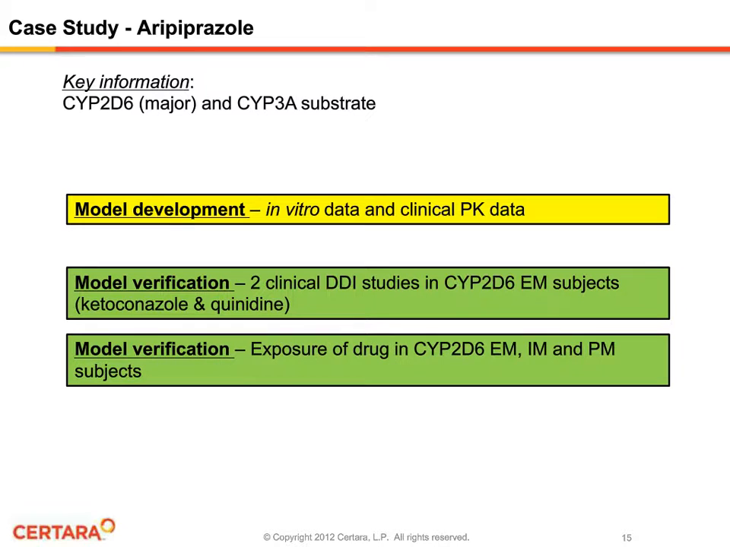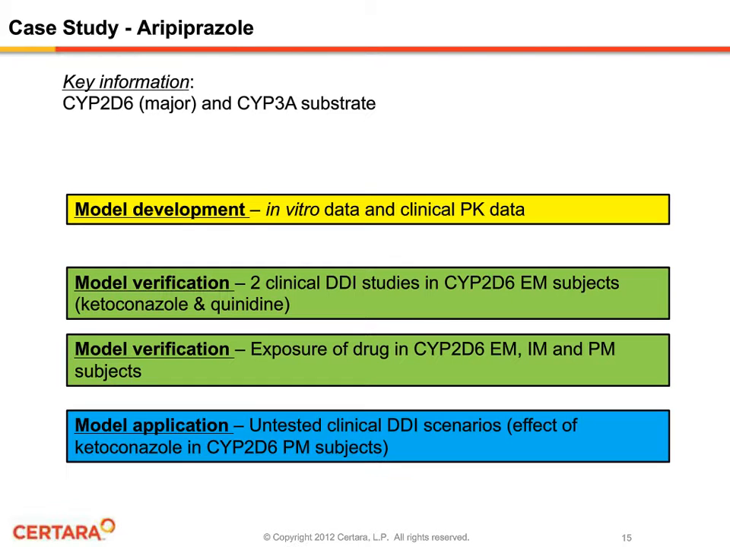Also, what we can do is look at the exposure of the drug in 2D6 EM, IM, PM subjects. And once we've got to that stage, once we've validated the model, we can then apply it to untested clinical DDI scenarios. And that's exactly similar to the previous example that I just showed, the olaparib.